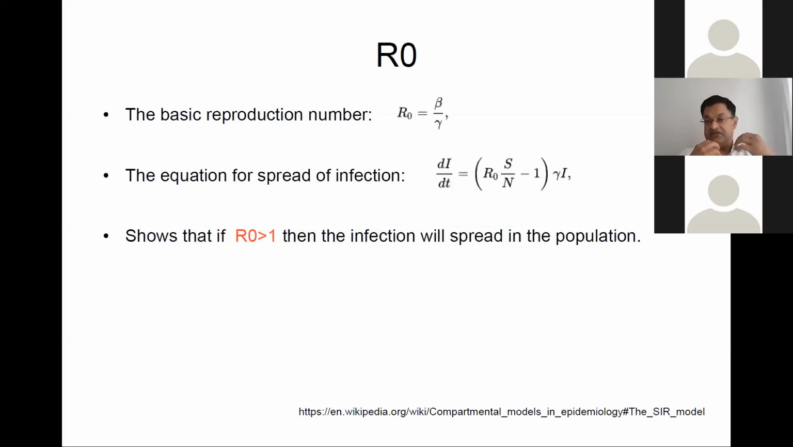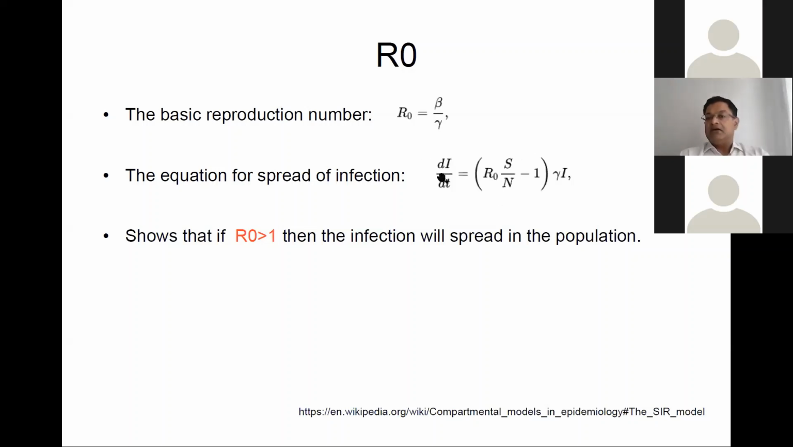So why would you want to consider this? You want to consider this because look at the next equation. The rate at which the number of infected people, that pool of infected people I, goes up, is actually simply restating this equation. That's going to be R0 times S by N. S by N is the fraction of susceptible people. So it's R0 times the fraction of susceptible people at that moment in the population minus 1, times gamma times I.